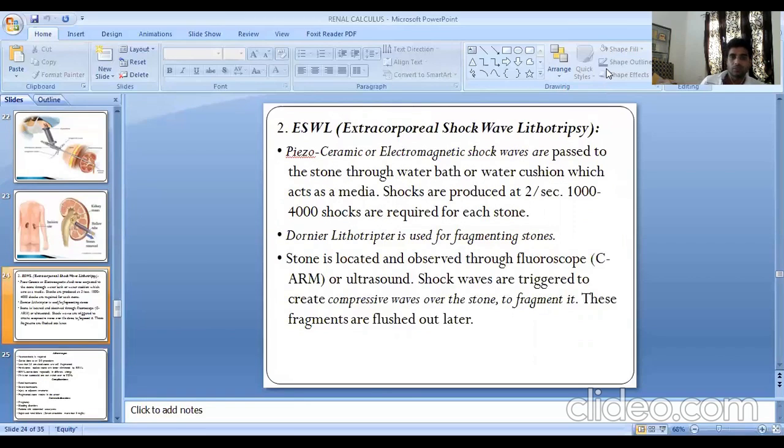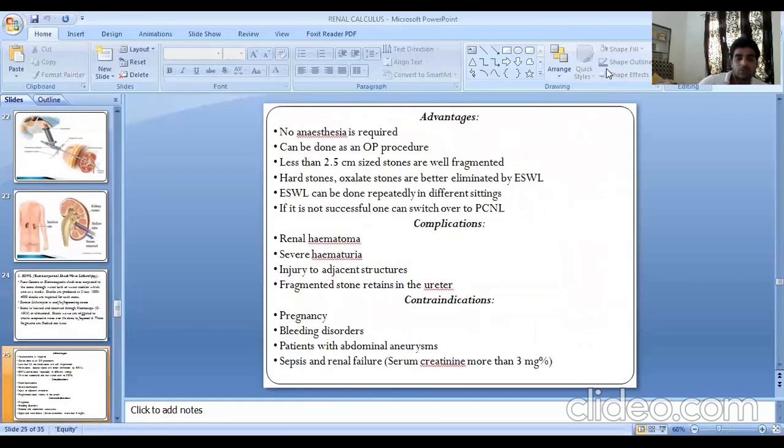Dornier lithotripsy is used for fragmenting stones. Stone is located and observed through fluoroscope or ultrasound. Shock waves are triggered to create compressive waves over the stone to fragment it. These fragments are flushed out later.